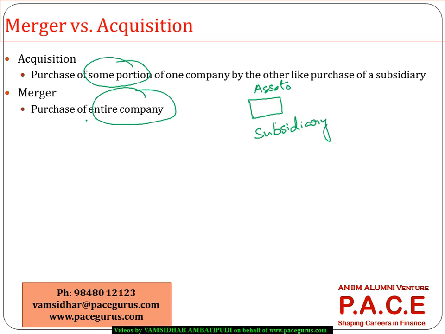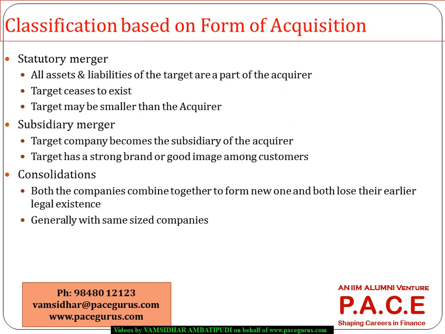Now, in this merger itself, we find quite a good number of classifications. So, based on the form of acquisition, we classify the mergers into three categories. One, a statutory merger, a subsidiary merger, and a consolidation. Let's say A and B. A and B have got into a statutory merger.